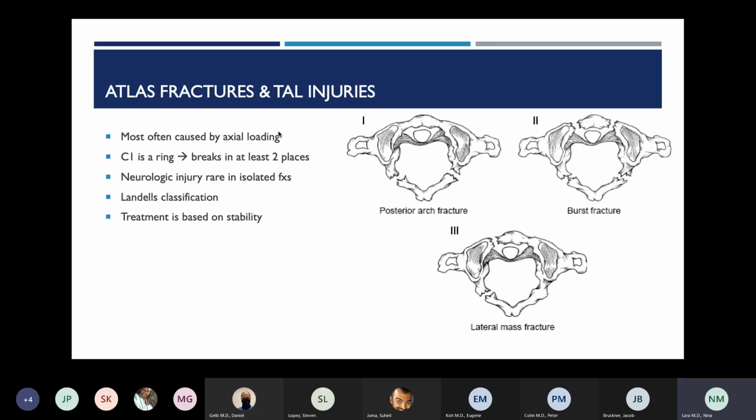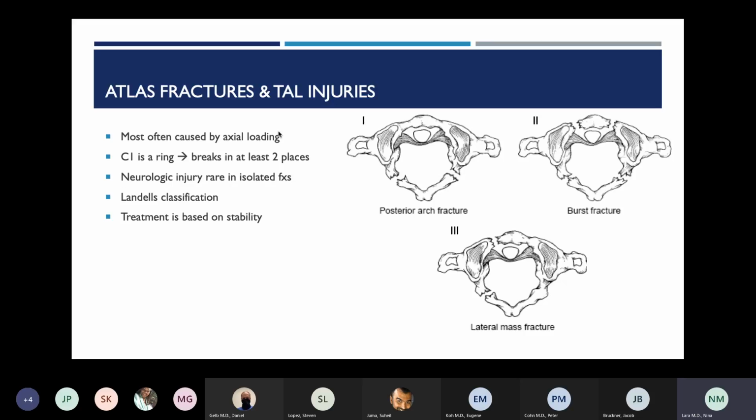So these are most often caused by axial loading. C1 is obviously a ring, but it most often breaks in at least 2 places. The fractures usually occur in the anterior and posterior arches, which are the weakest points on the C1 ring. They have a high association with other injuries, so you have to be aware of that. 50% of these patients will have a head injury or other cervical spine fractures like a dens or Hangman's fracture, teardrop, cervical burst fracture. So it's important to look at the cervical spine and head closely with these types of injuries.